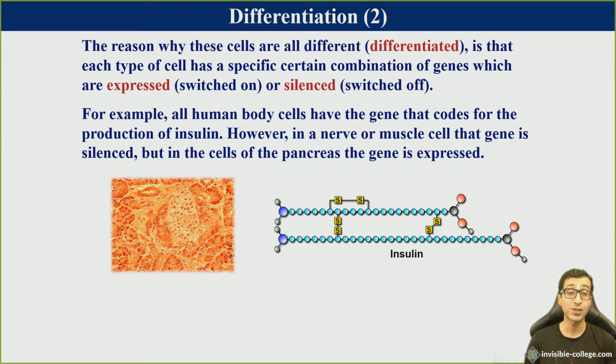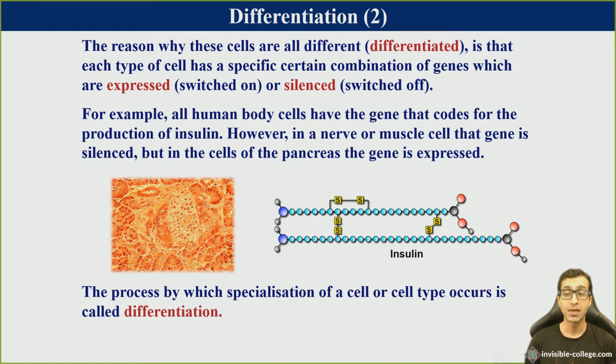Now the process by which specialization of a cell or a cell type occurs is called differentiation. Now you have to be quite careful here, because I see a lot of students dropping marks in exams because they're using the terms differentiation and specialization interchangeably. And like all scientific key terms, these have very separate and distinct and rigorous definitions which you need to be aware of. Now the way to remember it is that differentiation is the process by which specialization occurs, and specialization refers to the specific set of features that a particular cell type has, which enables that cell type to perform its specified functions within that tissue, for example.